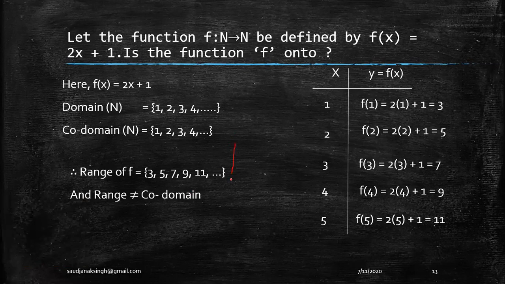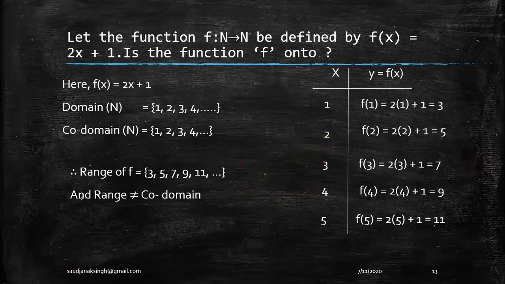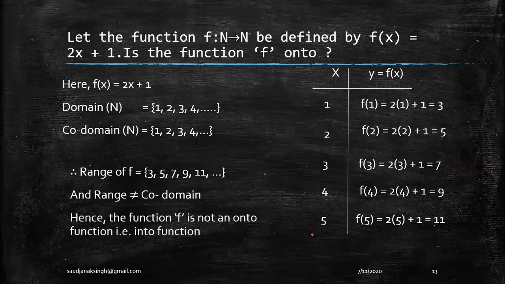If you draw the arrow diagram, natural numbers to natural numbers, here 1 goes to 3, 2 goes to 5, and 3 goes to 7. But 1 and 2 are missing, 4 is also missing, 6 is also missing, and other numbers are also missing. So the range does not equal the codomain. It means that it is not an onto function. It should be an into function, not an onto function.